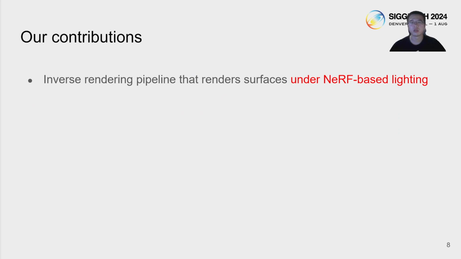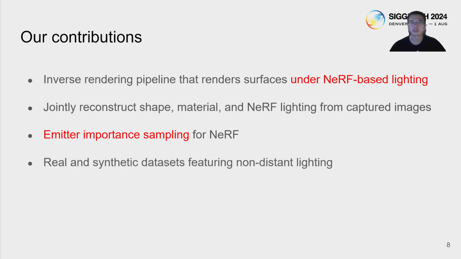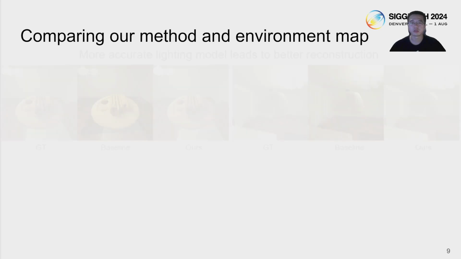Therefore, in this work, we propose the first inverse rendering pipeline that renders surfaces under NeRF-based lighting. Our method jointly reconstructs shape, material, and NeRF lighting from the captured images. To integrate NeRF into physics-based inverse rendering, we devised an emitter importance sampling approach for NeRF to reduce the rendering variance. We capture both real and synthetic datasets featuring long-distance lighting for evaluation.